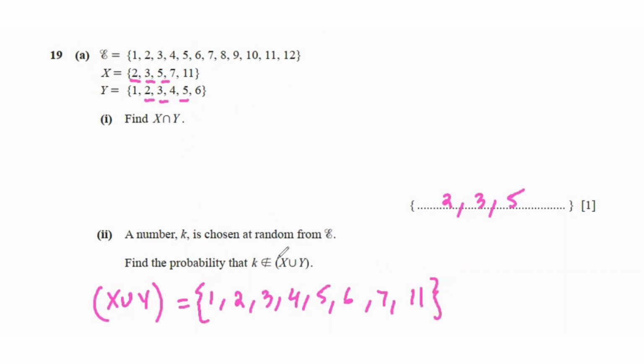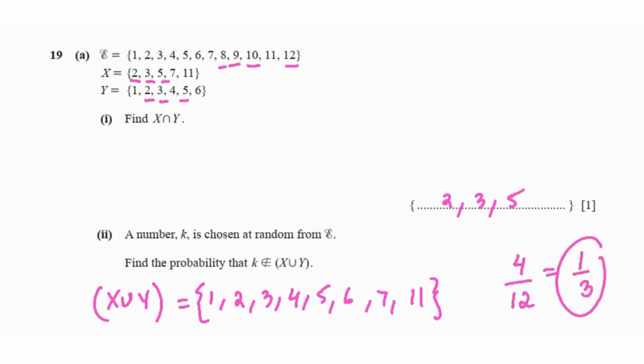So now those who are not a part of this would be the remaining ones, which are going to be 12, 10, 9, and 8. So that means we have 1, 2, 3, 4 elements, and total number of elements are 12, which means our probability is going to be 4 over 12, which can be simplified to 1 over 3.